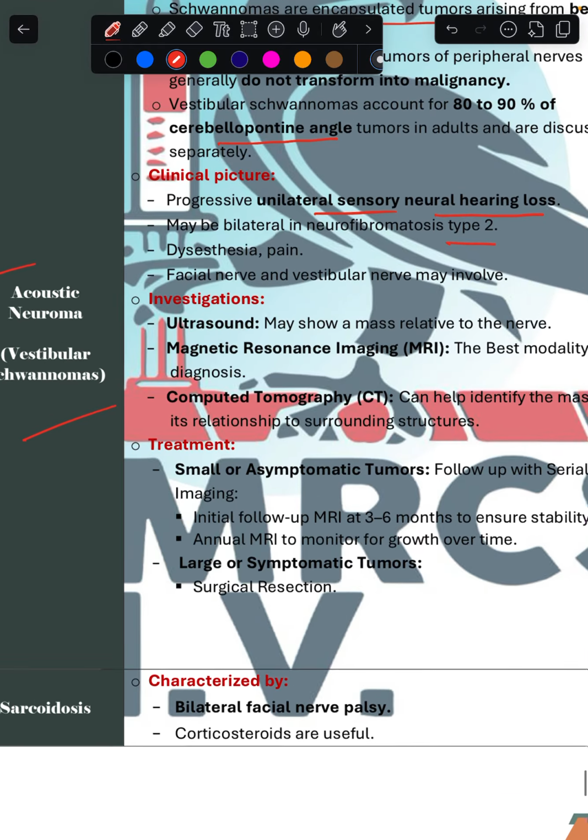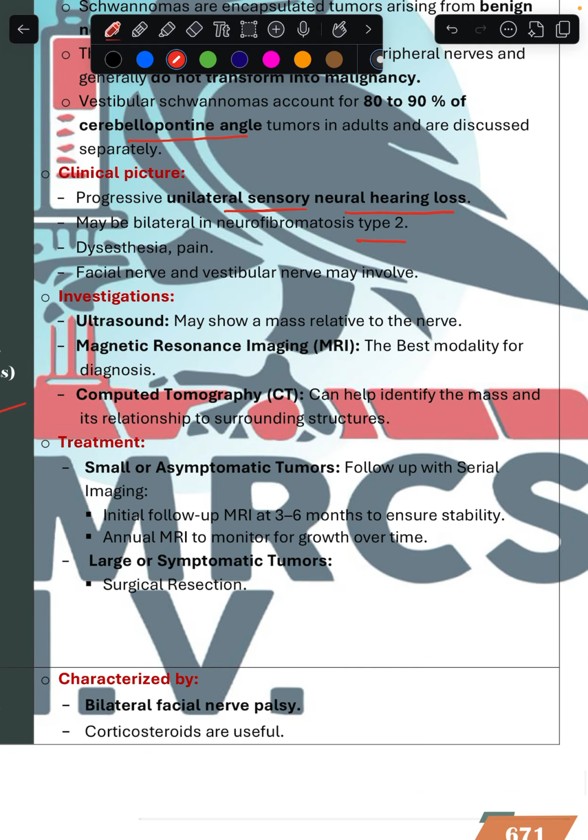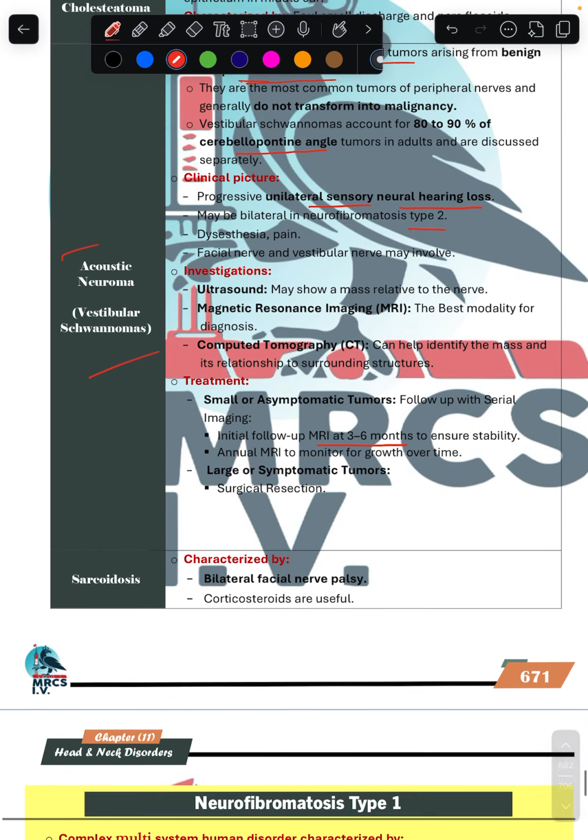Small asymptomatic tumors are followed up with serial imaging. Initial follow-up MRI at 3 to 6 months to ensure stability. For large or symptomatic tumors, surgical resection is required.